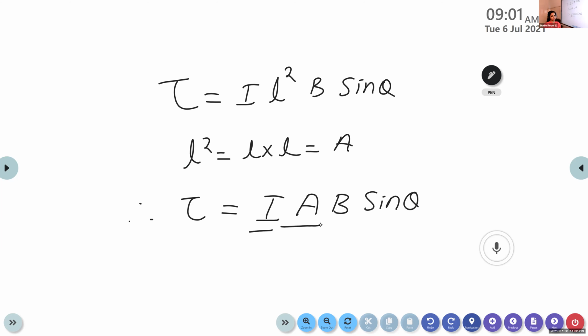If any current carrying conductor is placed in a uniform magnetic field, then the product of the current and area is the magnetic dipole moment of the conductor.